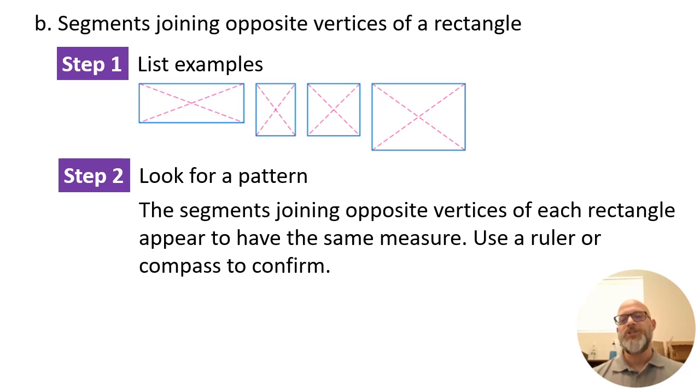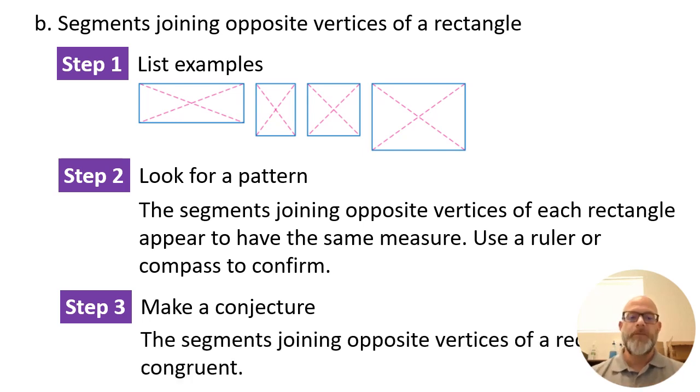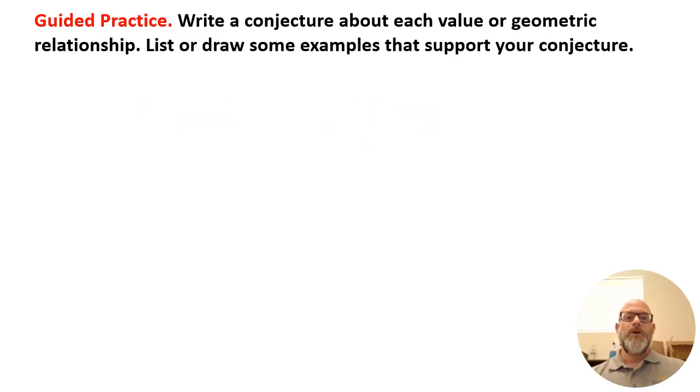Right? Now, how can you check yourself? Well, you could use a compass to confirm that. You probably already have that intuition since what we've been doing. Or you could use a ruler to check yourself. What's my conjecture then? Using the language from the top, the segments joining opposite vertices of a rectangle are congruent. Have I proven it? No, but am I pretty sure this is a reasonable conjecture based on my examples? Yes, I am.